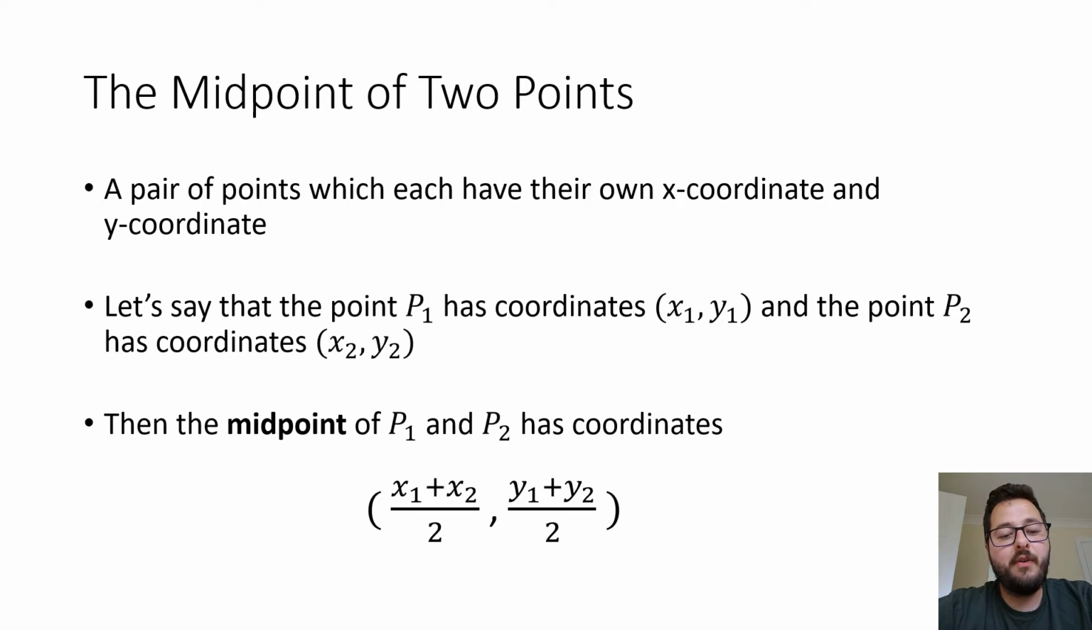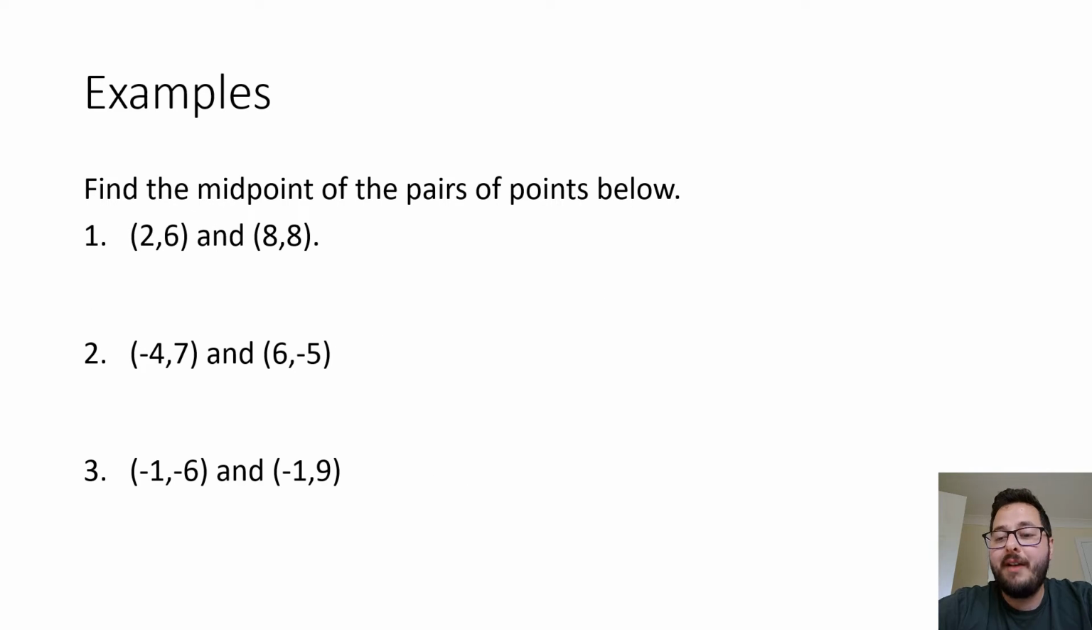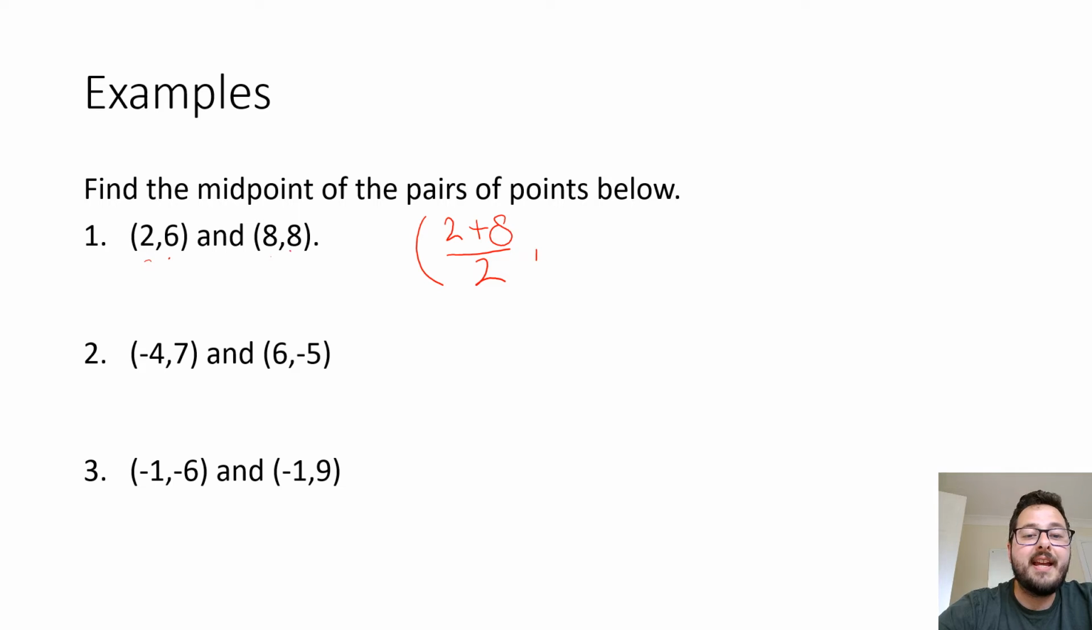Okay, so here are a few examples. Feel free to have a go at finding the midpoints of the pairs of points below. Otherwise, we shall do them together. Okay, so the first one, we want 2 and 6 and 8, 8. So our midpoint then, the x's are 2 and 8, so it's going to be 2 plus 8 divided by 2. And our y points are 6 and 8, so that's going to be 6 plus 8 over 2.